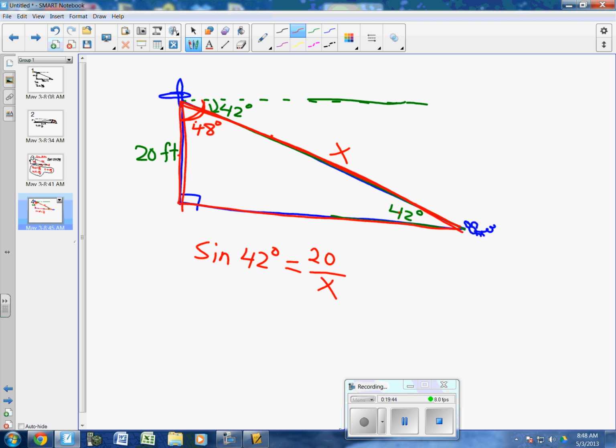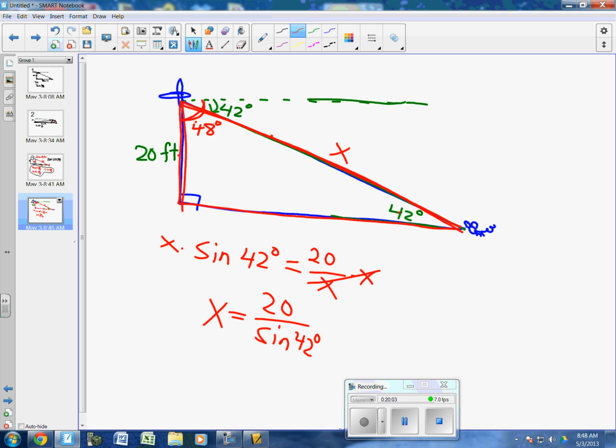If you solve that for x, you would get x equals 20 over sine of 42. Do you guys all understand why? We did several of these the other day. Okay, because I would times both sides by x, those would cancel out.